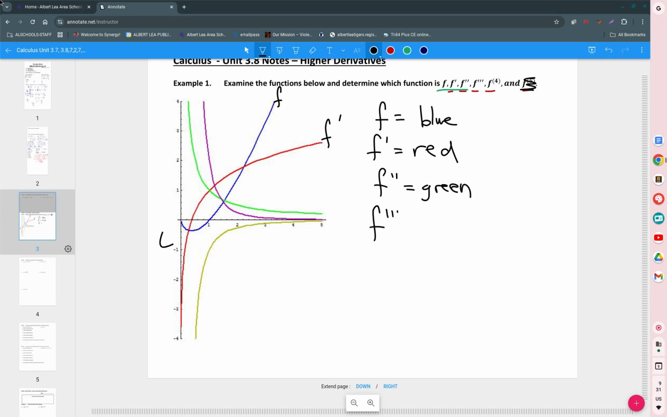And you would say that the derivative of the green one is always negative. So therefore, it must be the yellow one would be that derivative. And then finally, the last one is going to be, or we'd say, fourth derivative. My bad, getting lost here, sorry about that. The fourth derivative is equal to the purple.